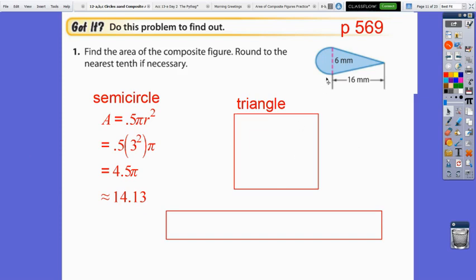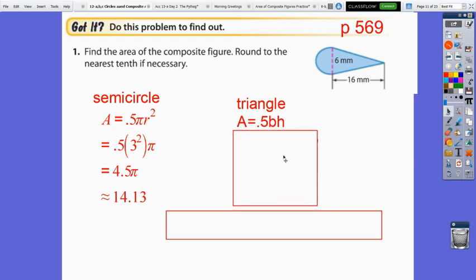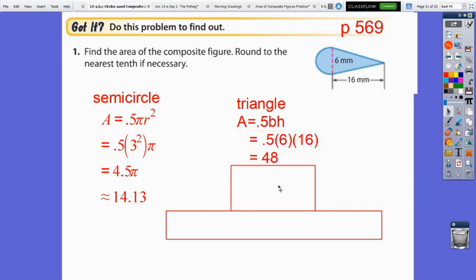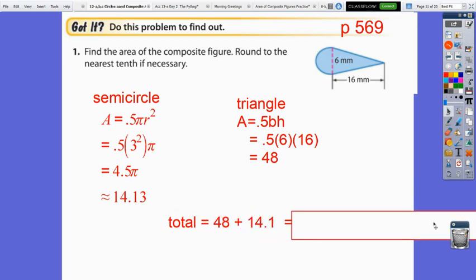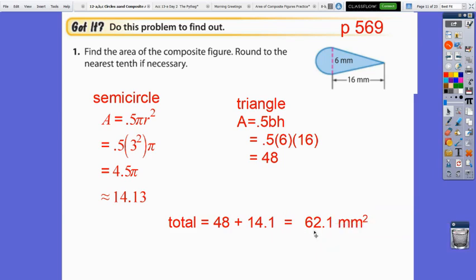All right, so the triangle then, 1/2 base times height is the formula for the area of a triangle. The base is 6, the height is 16, and so the triangle area is 48. The total composite area, add these two things together, 48 plus 14.1, rounded to the tenth, and your answer is about 62.1 square millimeters. 62.1 square millimeters. Make sure you have square units for all your area calculations.